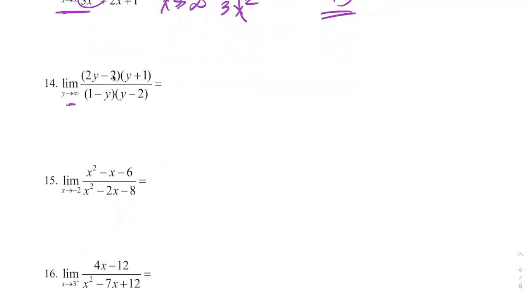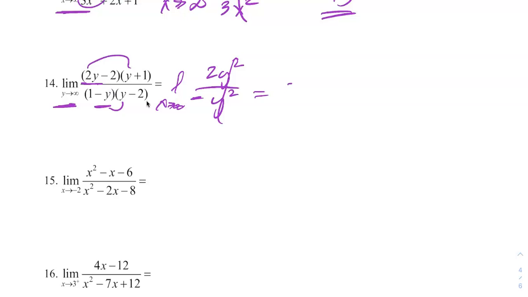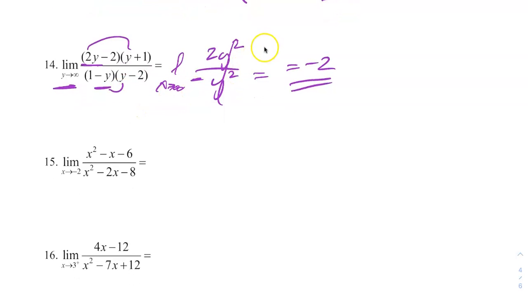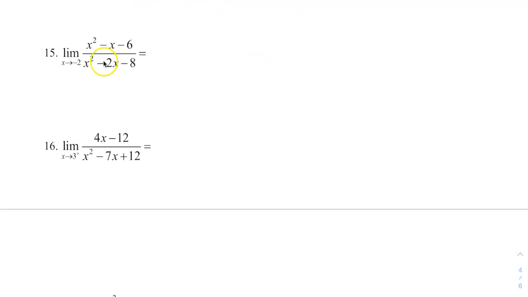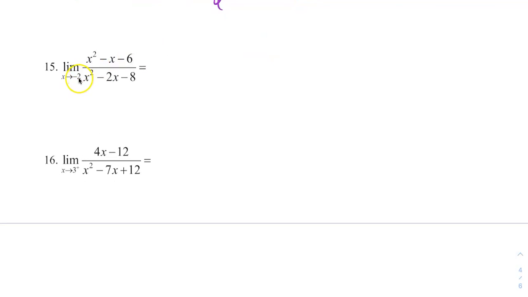Next one's another infinity one. So again, highest power. Now in this case, the top factor is multiplied for you, so we gotta do that ourselves. Multiply this by this, we get 2y squared. Multiply this by this, you get negative y squared. So another ratio, and I get negative 2. I'm not sure why there's 2 equal signs there. Next one's not an infinity one, it's negative 2.